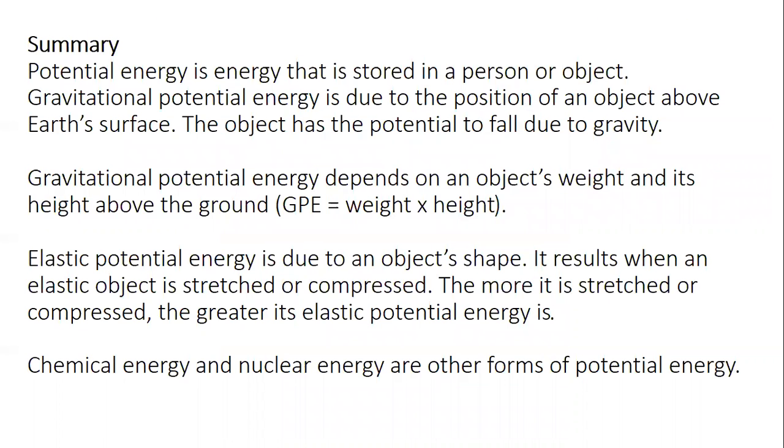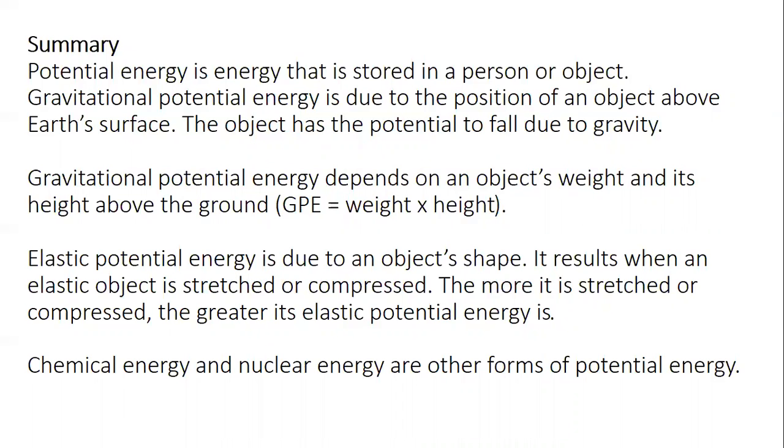In summary, potential energy is energy that is stored in a person or object. Gravitational potential energy is due to the position of an object above the Earth's surface. The object has the potential to fall due to gravity. Gravitational potential energy depends on an object's weight and its height above the ground and can be calculated: GPE equals weight times height.